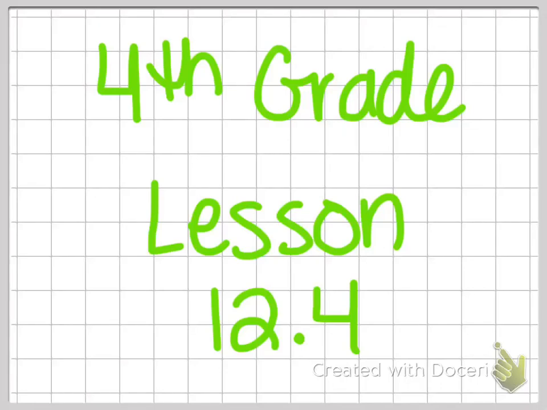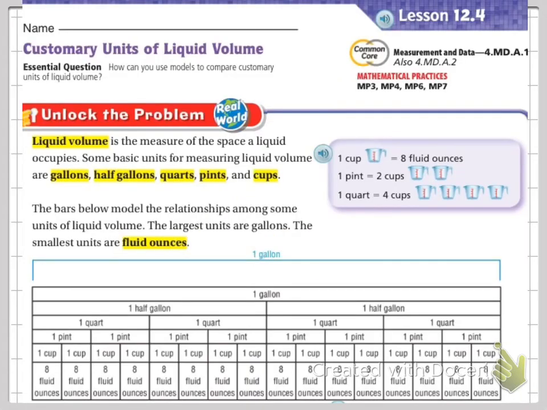Hello, fourth graders. Welcome to lesson 12.4, Customary Units of Liquid Volume. In this lesson, we will be converting different units of liquid volume. Liquid volume is a measure of a space a liquid occupies. We have basic units for measuring liquid volume: gallon, half gallon, quarts, pints, cups, and fluid ounces.